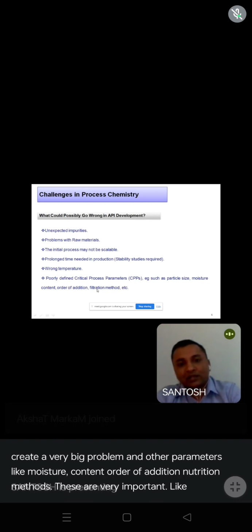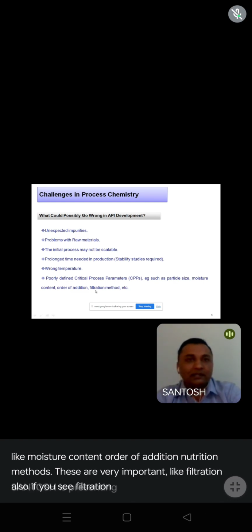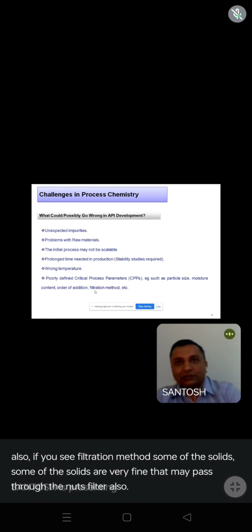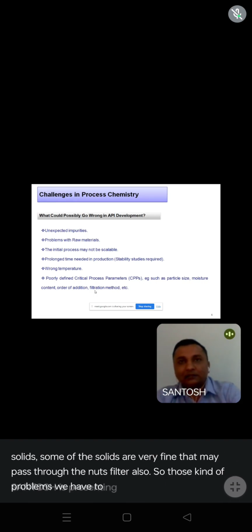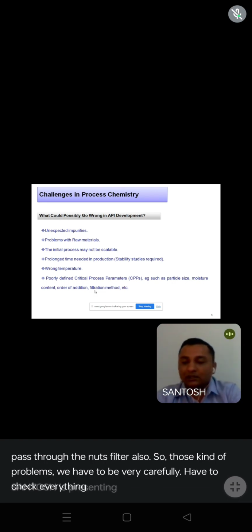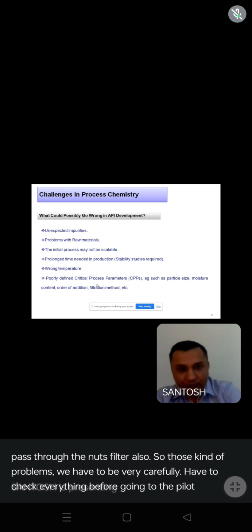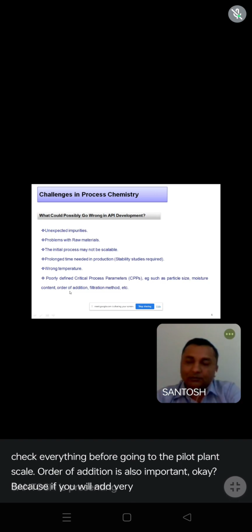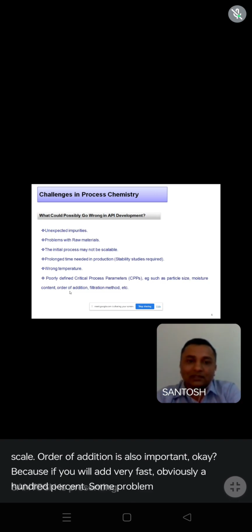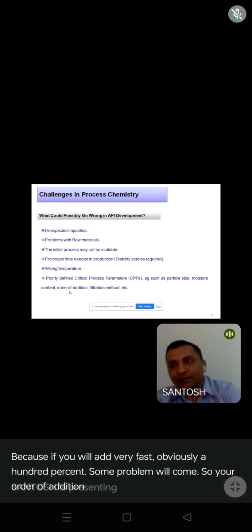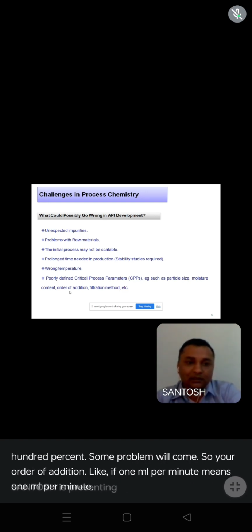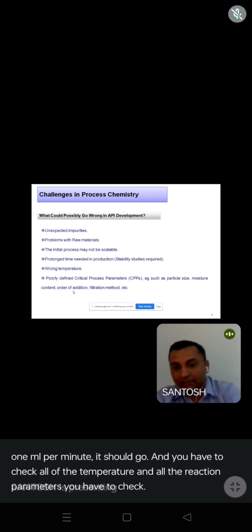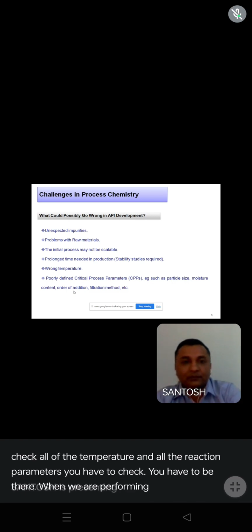Like filtration methods, some of the solids are very fine, that may pass through the Nutsche filter also. So those kinds of problems we have to be very careful about. We have to check everything before going to pilot plant scale. Order of addition is also important, because if you add very fast, obviously 100% some problem will come. If it is 1 ml per minute, it should go 1 ml per minute, and you have to check the temperature and all the reaction parameters. You have to be there when performing any batches.